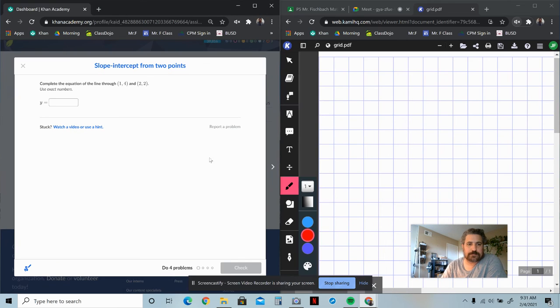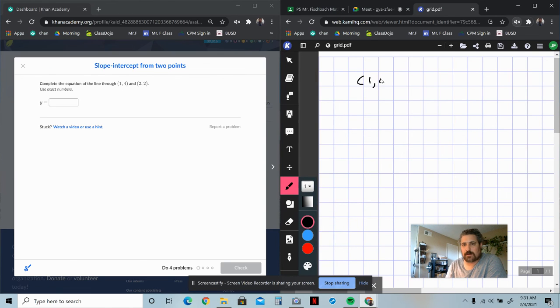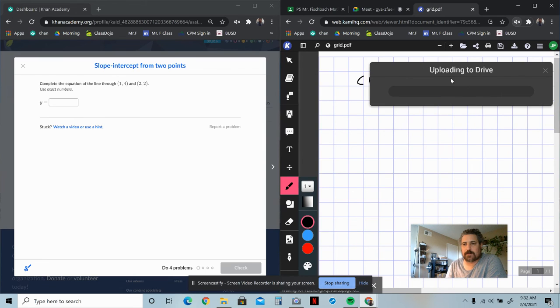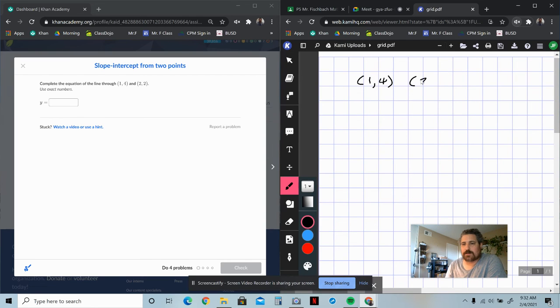So let's go. All right, so here you can see the first ordered pair they're giving us is (1, 4). Okay, and the next ordered pair they're giving us is (2, 2). All right, so remember, this is an x and y from the first point. This is an x and a y from the second point, right? And when you're talking about slope-intercept form, you want it in y equals mx plus b.